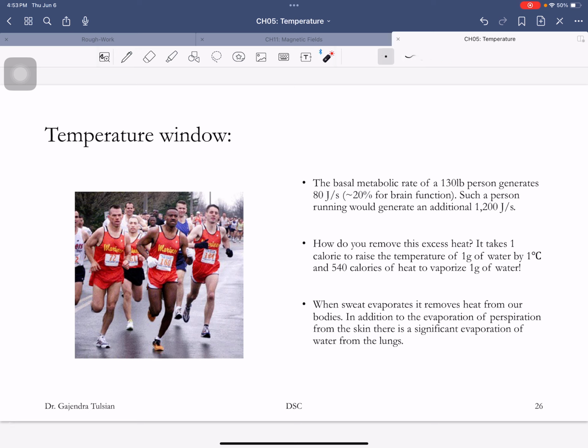So here the basal metabolic rate of a 130 pound person is 80 joules per second. So a 130 pound person at rest is using 80 joules of energy per second to run their body, and eventually all that energy gets turned into heat, and you have to maintain your body temperature, so you have to get rid of that much heat.